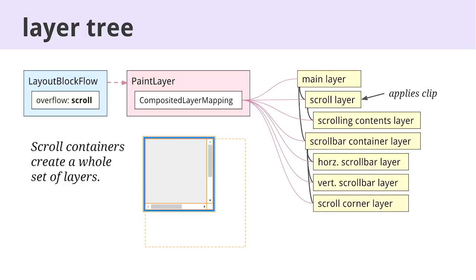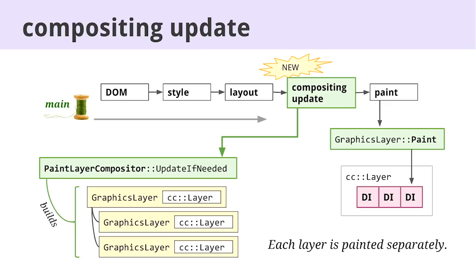So now we understand what the layer tree is. How does it fit into the rendering pipeline? Building the layer tree is a new lifecycle stage called the compositing update. And today it happens after layout and before paint on the main thread, and each layer is painted separately. So if you remember the display item list, which is the output of paint, each layer has its own display item list. And the compositing update and the paint stage operate on these objects called graphics layers, which is just a blank wrapper around a CC layer object. So you can mostly think of graphics layer and CC layer interchangeably.